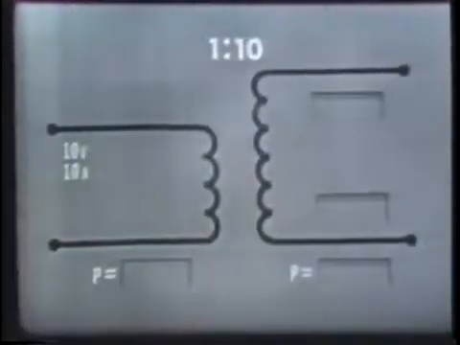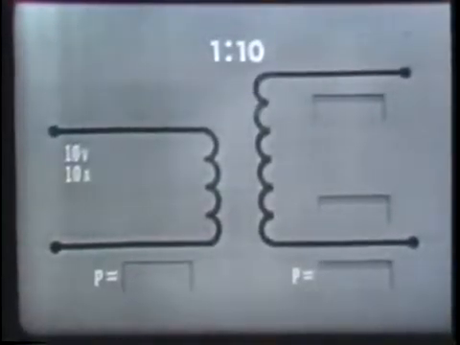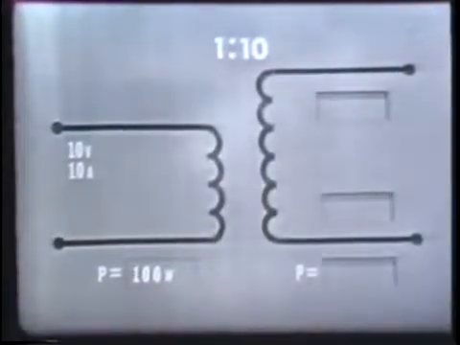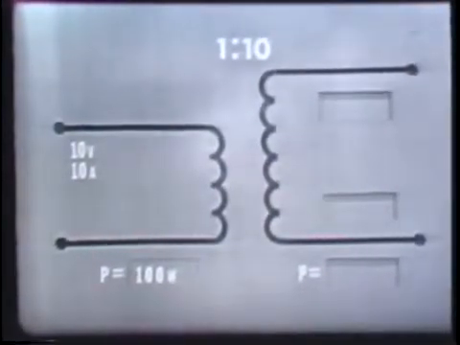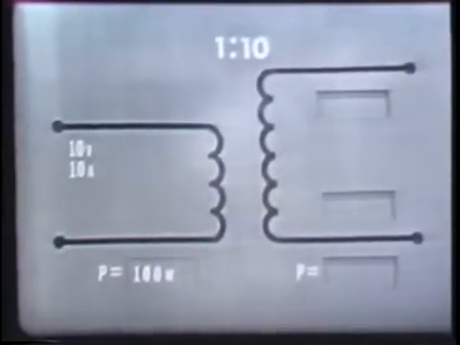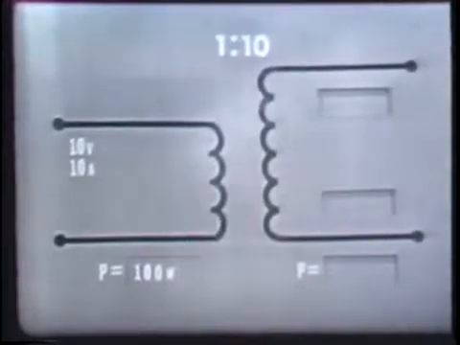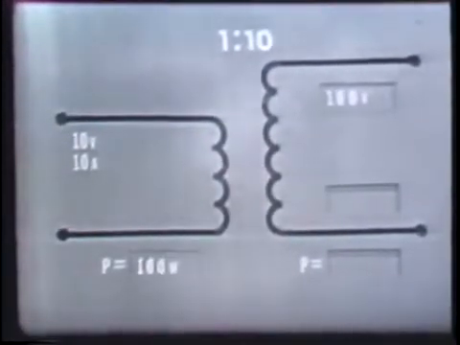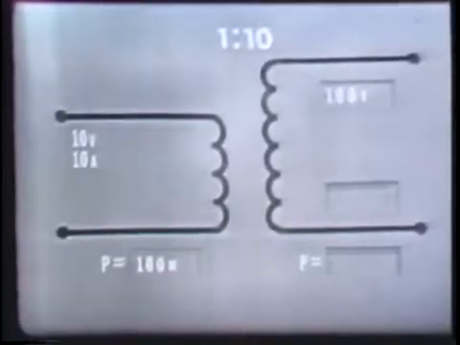For example, if we apply 10 volts at 10 amperes, or a power of 100 watts to the primary of a step-up transformer, which has a turns ratio of 1 to 10, the voltage in the secondary would be 10 times that of the primary, 100 volts. But the current in the secondary would be 1/10 that of the primary, 1 ampere. The power in the secondary, however, would still be 100 watts.